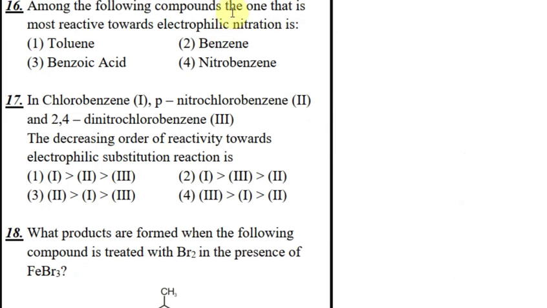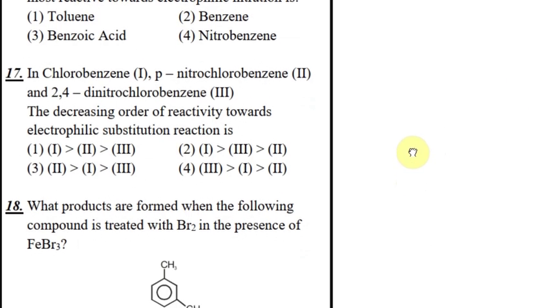16. Among the following compounds, the one that is most reactive towards electrophilic nitration is... electrophile வரப்போகுது. Okay, you want to look at the plus R effect, if not plus R hyperconjugation, இல்லனா plus I effect பார்க்கணும். Now when you look at it, which one has the most among them?